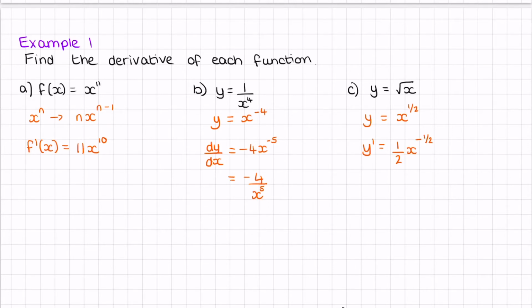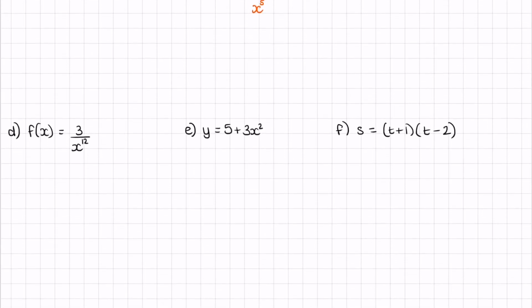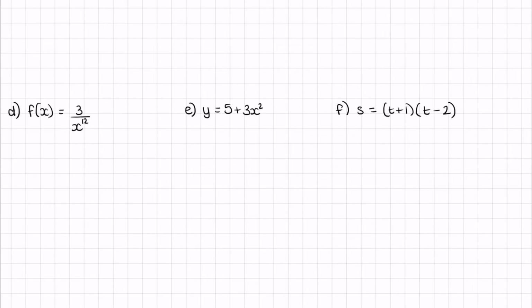All right, let's start bringing some other things into our equations. So we've got the function of 3 over x to the power of 12. So we've got over x to the power of 12. Remember, we don't like the fractions, so we are going to rewrite this first. 3x to the power of a negative 12. The same thing, but now it just looks a bit nicer.